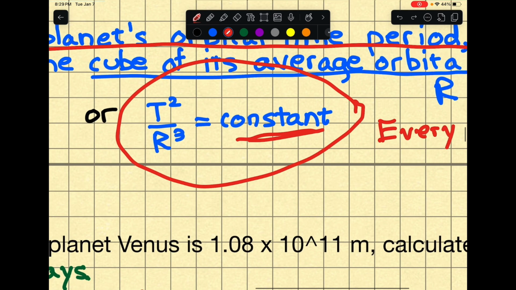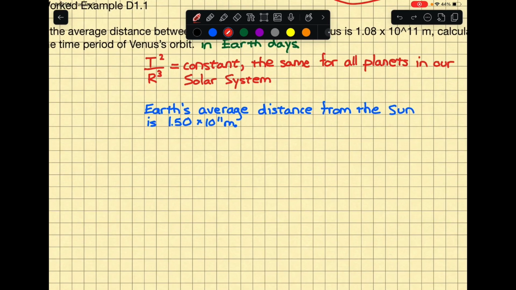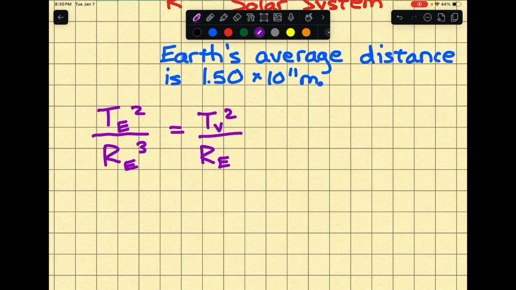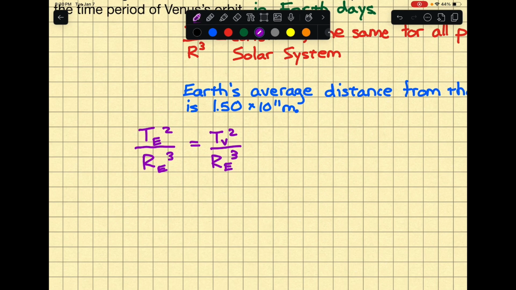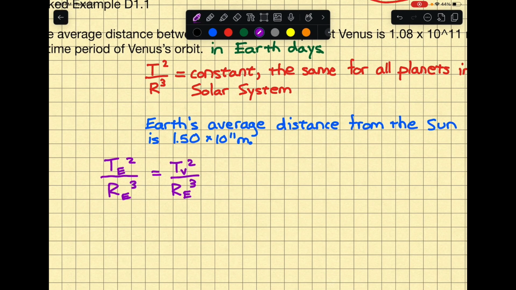So we're going to use this proportionality, this T squared over R cubed. Because that's always the same constant, what we can set up is the orbital period of Earth, so we'll say T_E squared, divided by Earth's average distance from the sun, cubed, is equal to the orbital period of Venus squared, divided by Venus's average distance from the sun, cubed. So we can relate one planet to the next using Kepler's third law. That's what makes this pretty cool, something pretty powerful.